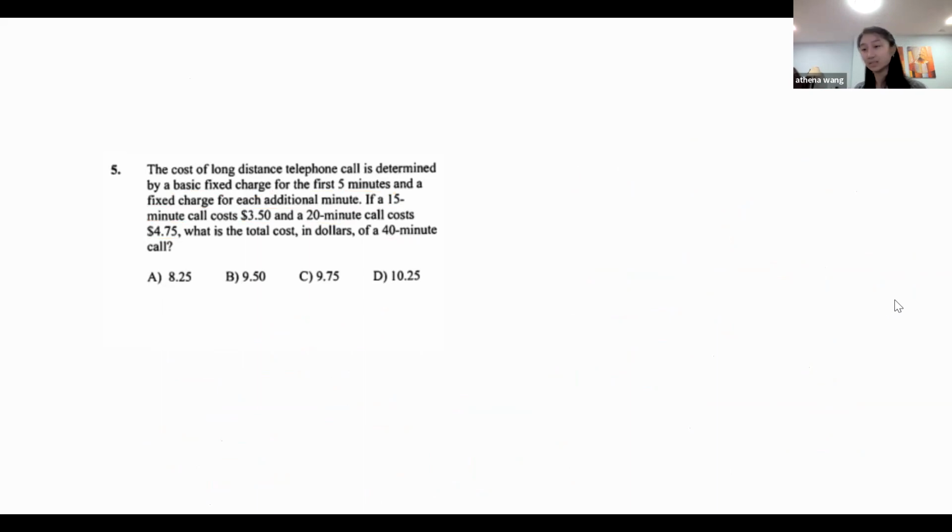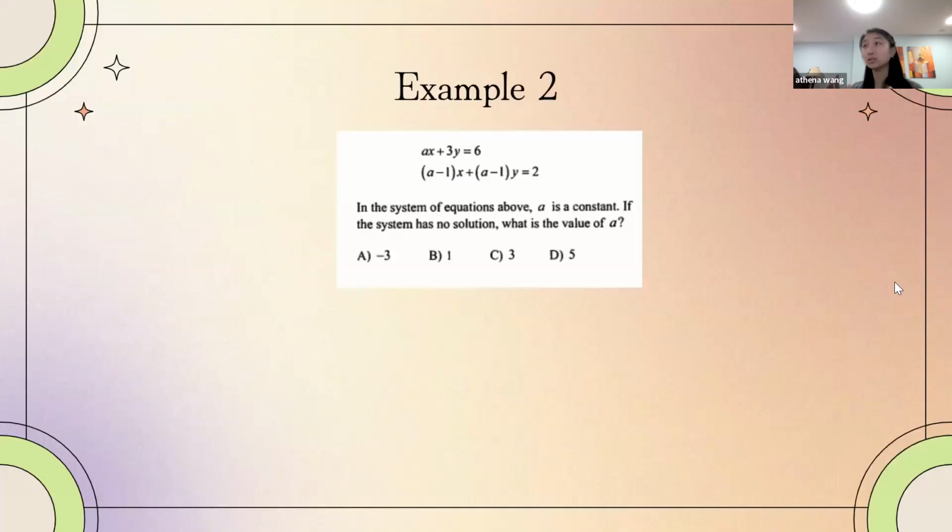Okay, so that's how you kind of boil down this problem into these equations. And as you get more practice, you can do it much faster. Okay, so now we can try example number 2. I'll give you 2 minutes again, and if you have the answer, send it to me in the chat.